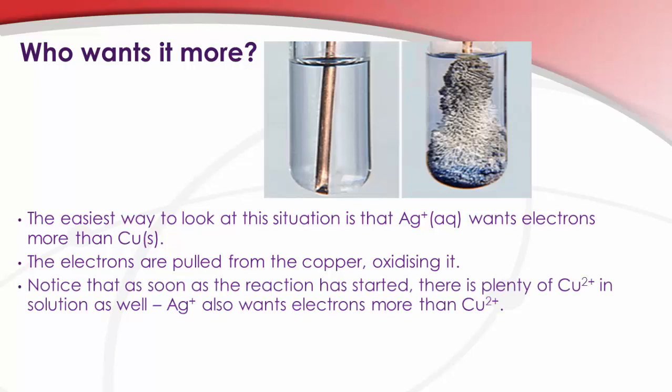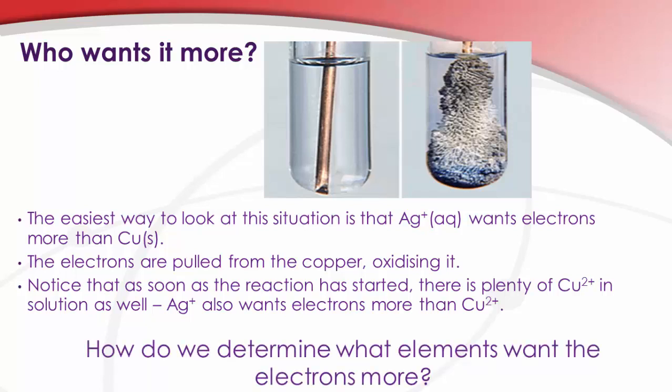And like I mentioned, this isn't an equilibrium situation. Early on, there's plenty of copper 2+ in solution as well as the reaction proceeds. However, we don't see silver getting reconverted into Ag+ and copper getting reduced to the metal form again. So, to say that again, it's not an equilibrium situation. So, if it's not an equilibrium, and we can't have an equilibrium constant for this reaction, what's governing this? How do we predict which elements are going to want the electrons more?